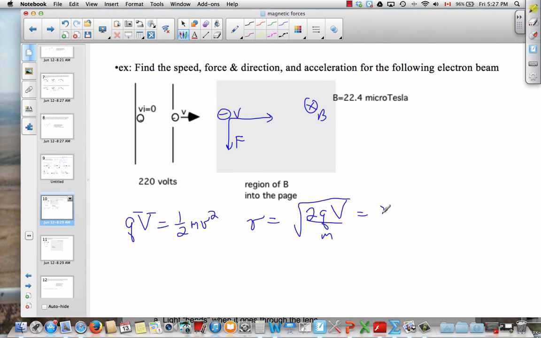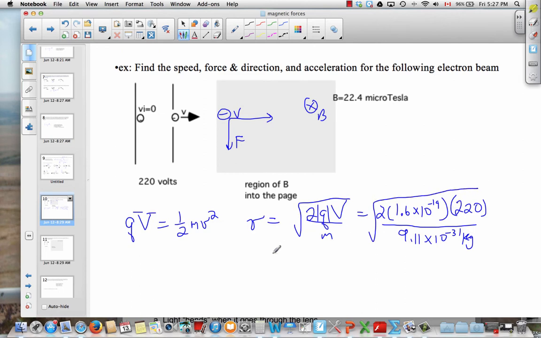the square root. So q is the absolute value of q. It's the charge on the electron, 1.6 times 10 to the minus 19. We're accelerating this electron by 220 volts. The mass of the electron you can look up, 9.11 times 10 to the power negative 31 kilograms. Then you take the square root, and you get the speed of the electron beam. Works out to 8.38 million meters per second.